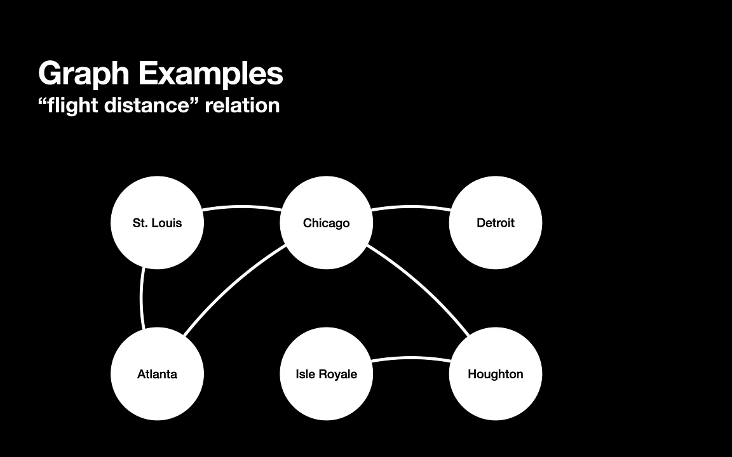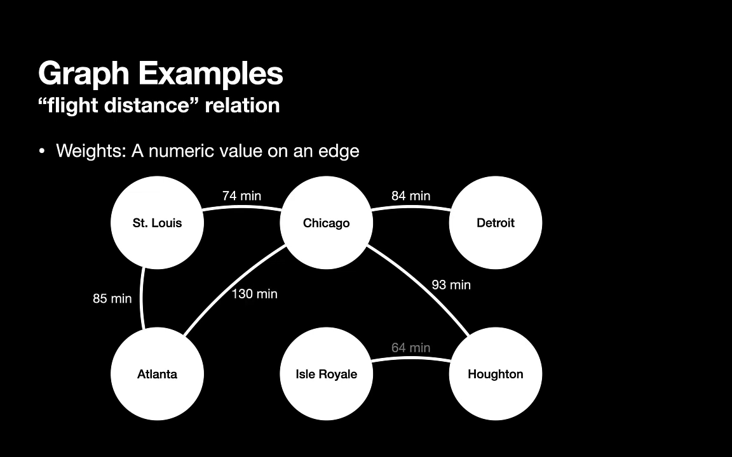Okay, I want to introduce a new concept now. This idea of distance we're going to represent with something called weights. A weight is a numeric value on an edge. If the flight from St. Louis to Chicago takes 74 minutes, I would label that on the edge between St. Louis and Chicago. I could do that for the flight from Chicago to Detroit that might take 84 minutes, and so on. I could apply weights to all of these different edges. Now, the reason I might want to do that is because it might help me solve a particular problem. Maybe I'm trying to figure out the fastest way to go from St. Louis to another city.